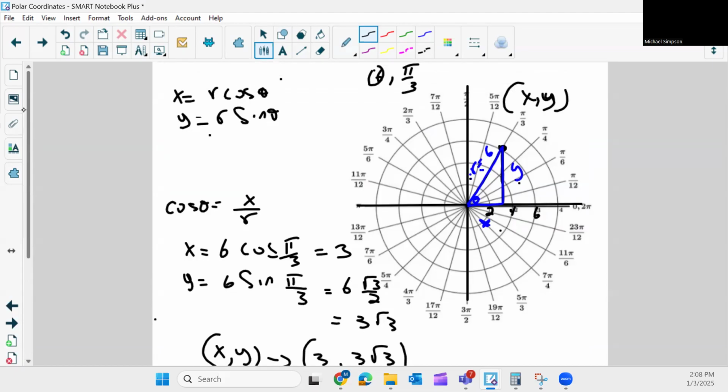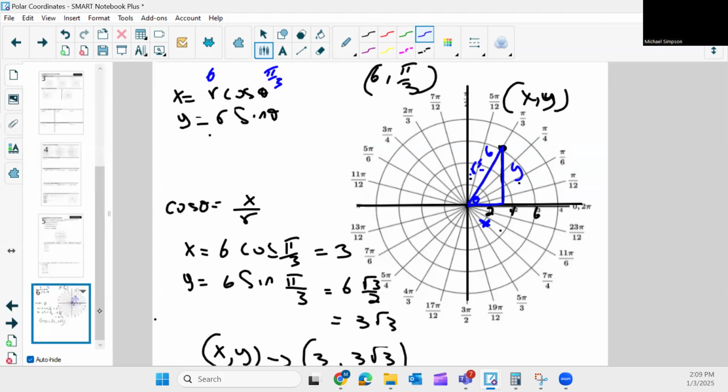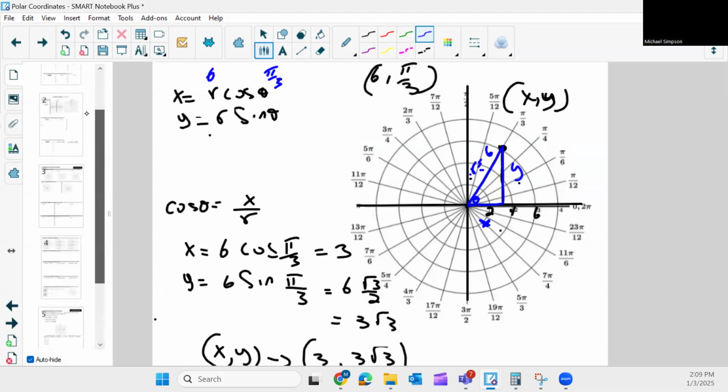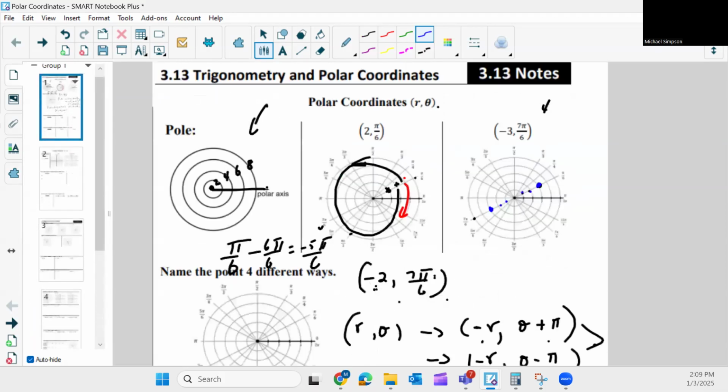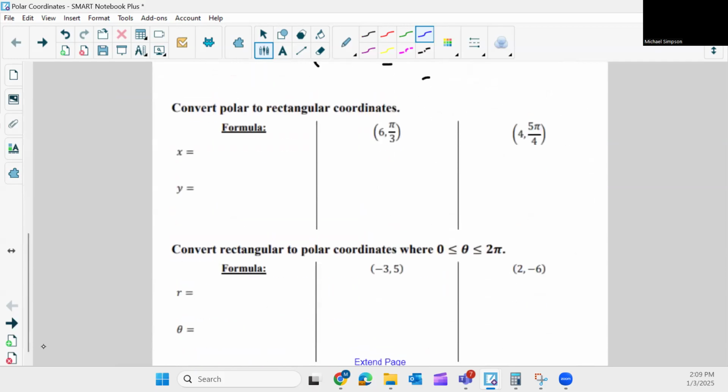All right, so I went the long way. I showed you how we derive this formula again. Given this 6 comma pi over 3, that is a polar coordinate. 6 is the r value, and the angle is pi over 3, and that's how you find the x and y value. Good. All right, so that's very long. The rest, I'm going to have you guys do. Pretty straightforward. Let's go back up to where we are here and scroll down. So you should have no problem doing 4.